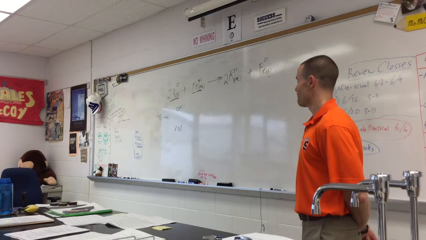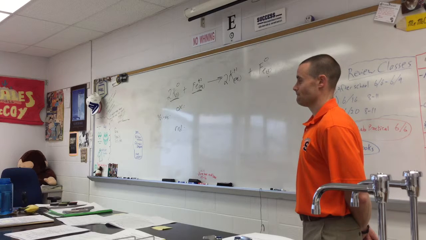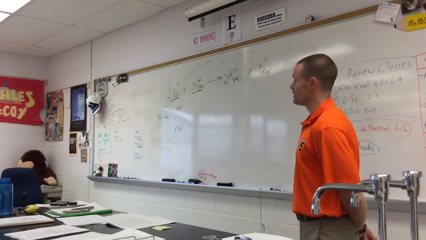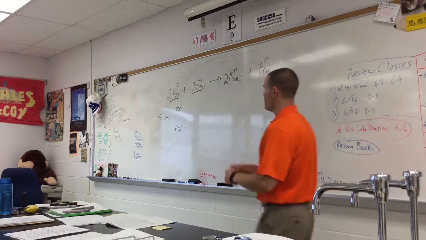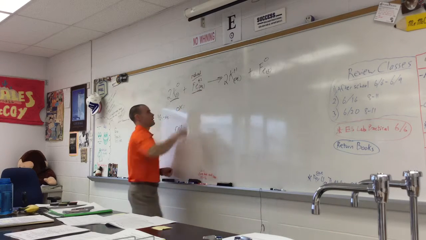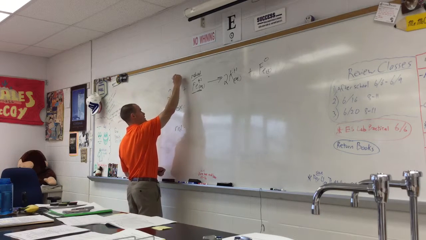Fe is reduced. How do you know? Because it's going from 2 to 0. Right, so the charge is decreasing or reducing. So Fe plus 2 is reduced, so Fe plus 2 is gaining electrons. K0, by default, is oxidized.